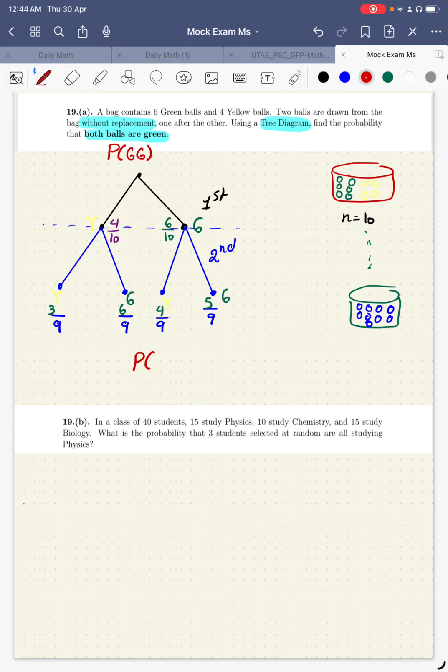So the probability of getting green gonna be what? الاحتمال الأول إني أجيب خضراء هو كم؟ 6 على 10 times ضرب الاحتمال الثاني اللي يتبعه إني أجيب green is 5 over 9 which is gonna be 30 over 90 and again it will be 1 over 3.